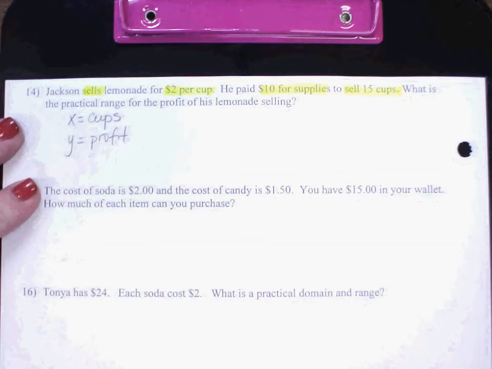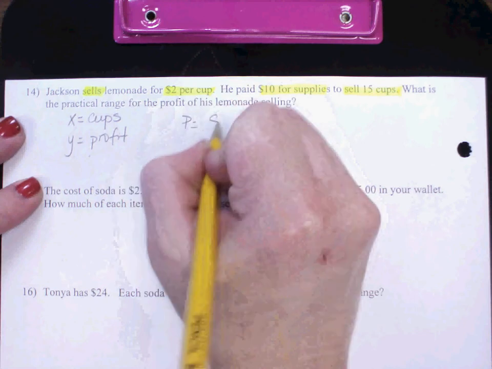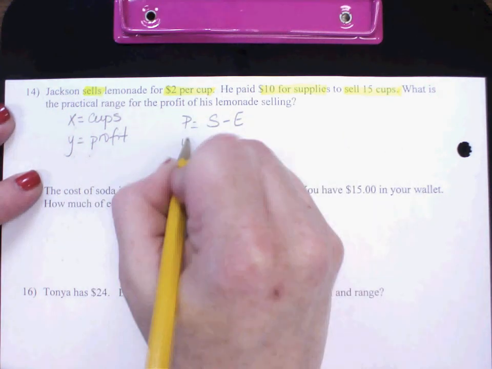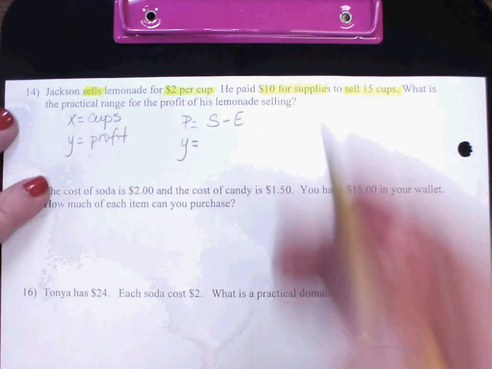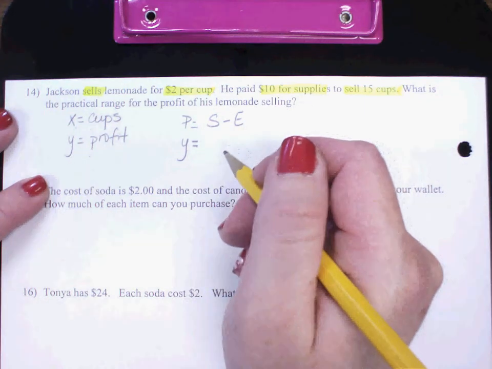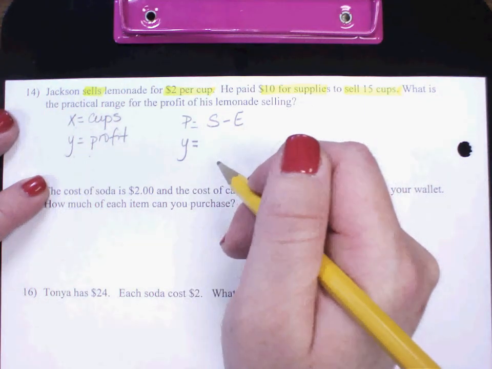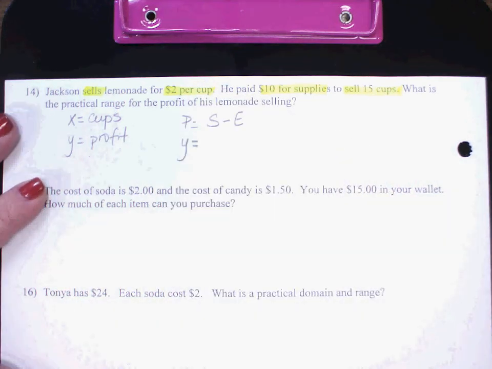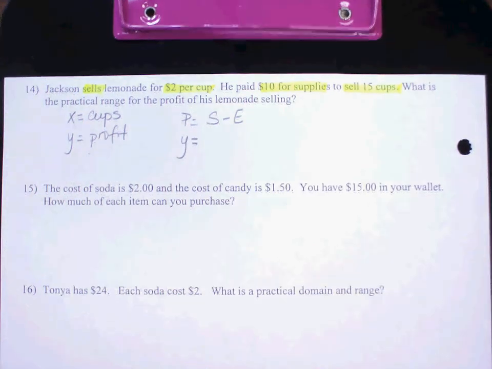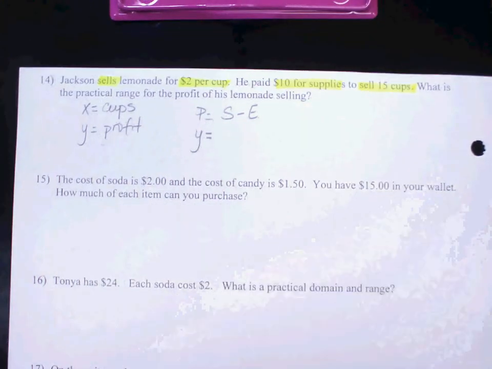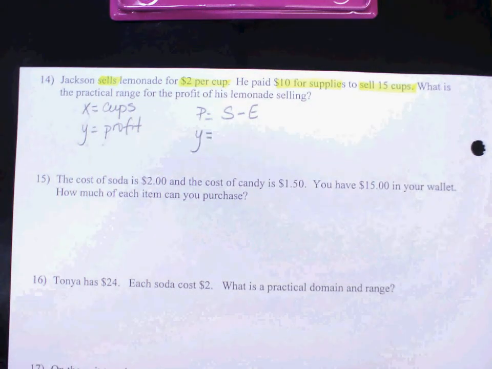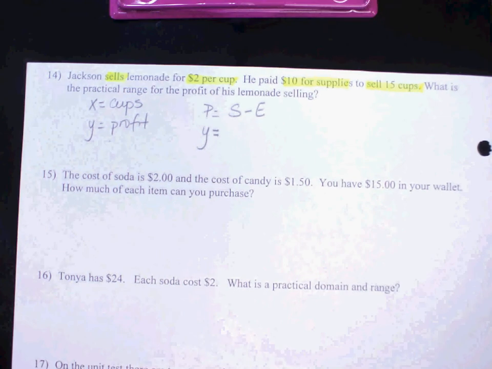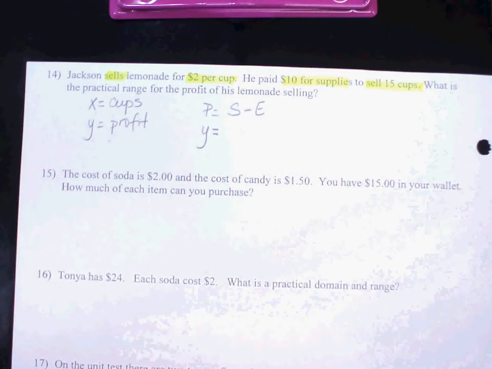All right. So the profit equals the sales minus the expenses, right? So profit is Y. What are the sales? 10 is the sales? 15. Okay, guys, come on. We can do this. If you would just slow down and think about it. We just did one exactly the same, but with cookies. Thank you, 2x.